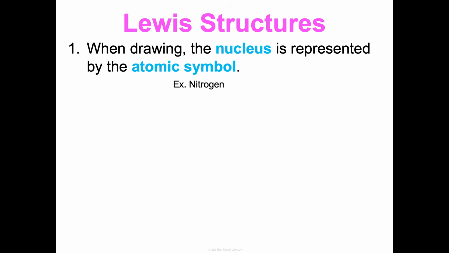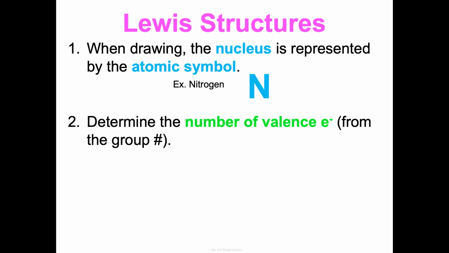Okay, so for example, nitrogen. If I was going to draw a Lewis structure for nitrogen, I would literally just draw an N to represent the nucleus. Okay, and then you're going to determine the number of valence electrons from the group number. So look at nitrogen on the periodic table. It's in group 15, so it has 5 valence electrons.